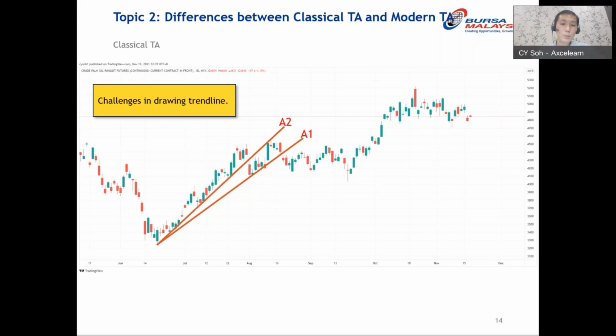Can you tell me which of these trend lines you would actually be drawing in your trading? I repeat my question: which of these trend lines will you be drawing? Is it A1 or A2? You can type your answer in the chat box below. Are you going to draw A1, or will you be drawing A2?